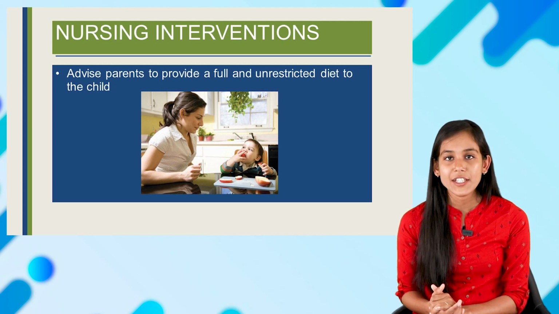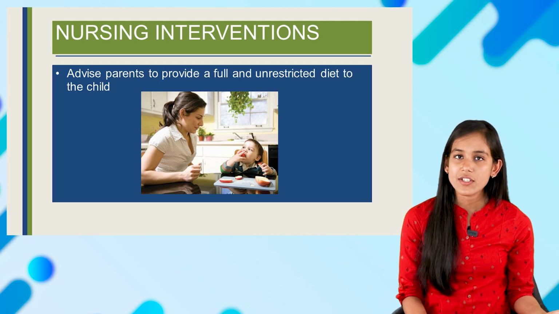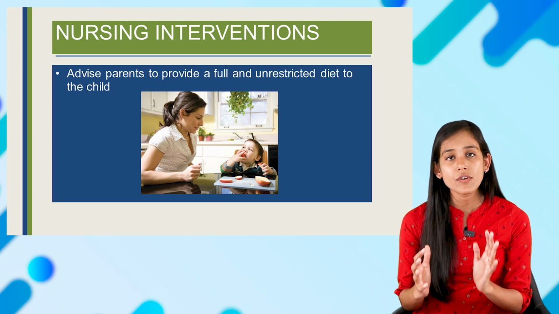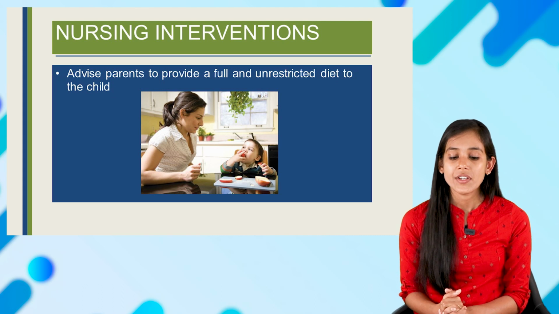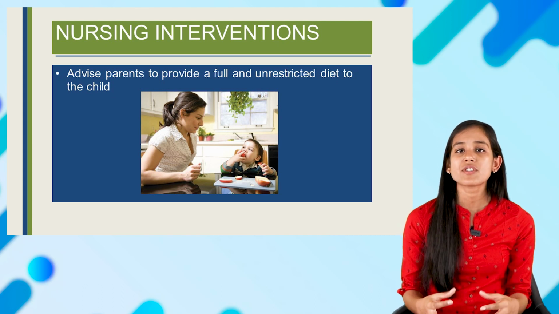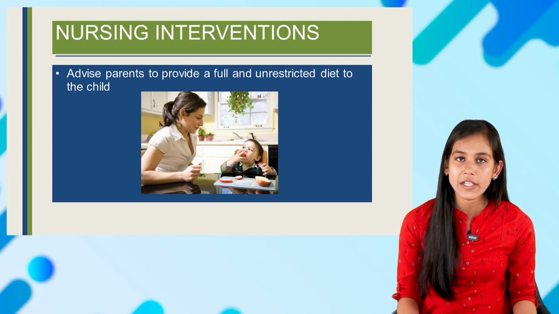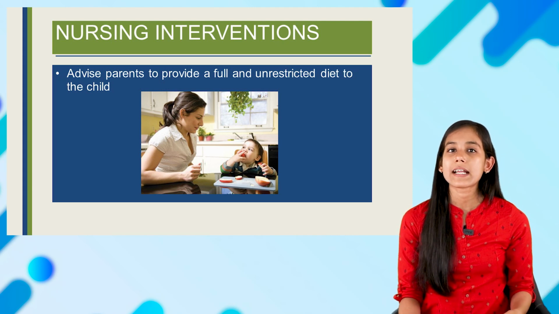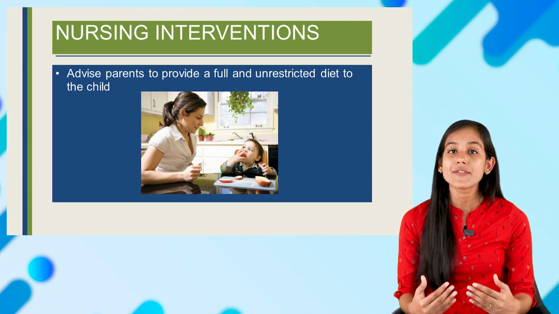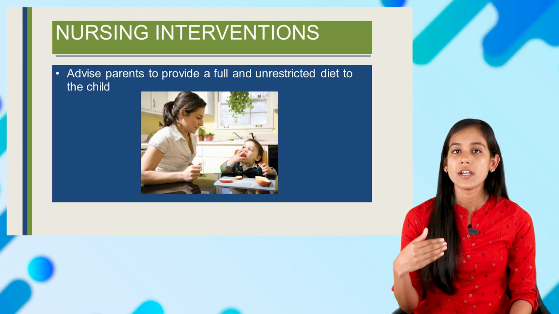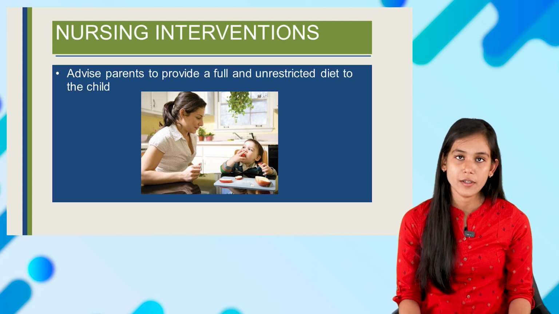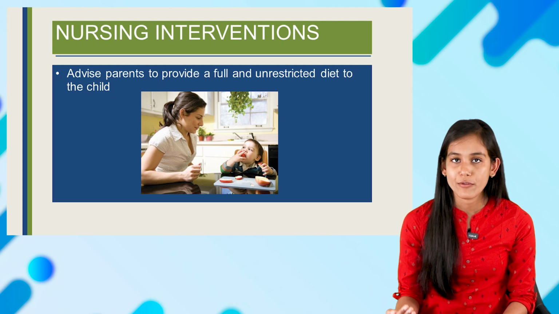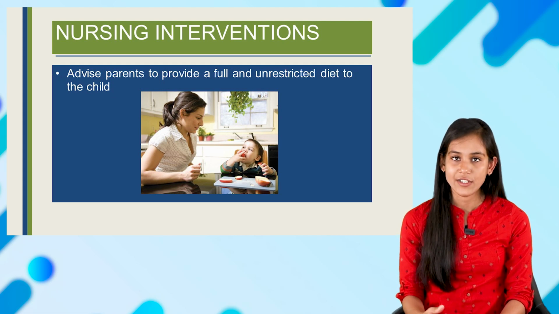Next, we also have to advise the parents to provide a proper diet to the child. There should not be any restriction in the diet, and the child should get an unrestricted, full diet which is required, right? Most of the time the child will have lack of appetite when the child is having this varicella zoster infection. So we have to encourage the child to eat properly, to have proper food, and we also have to make sure that they are taking enough amount of fluid and they're maintaining their hydration.